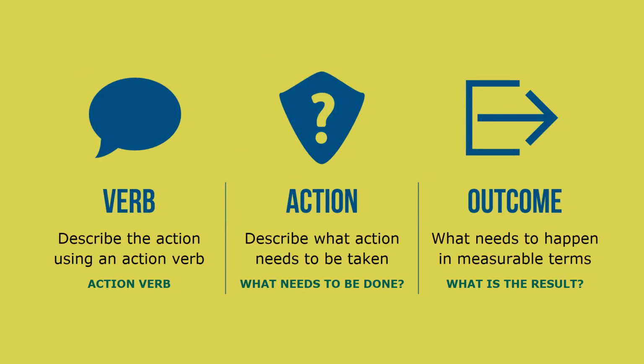When developing your essential functions, use this Key Result Area or KRA formula. The formula provides simple guidance for writing your essential function and responsibility statements. It helps you start each bullet with an action verb, making your statement action-oriented. Next, you describe what action needs to be taken, asking yourself what needs to be done. Finally, you define an outcome. You describe what needs to happen in measurable terms, asking, what's the result I'm looking for?